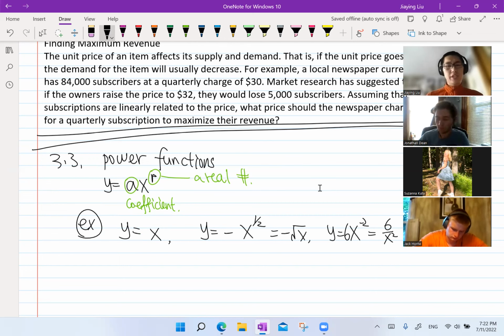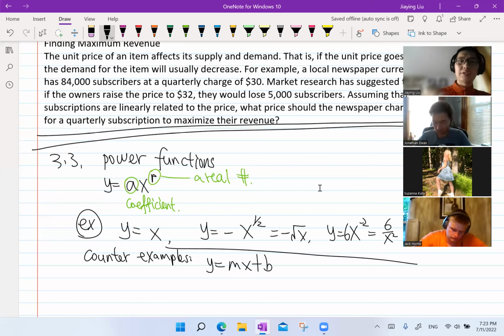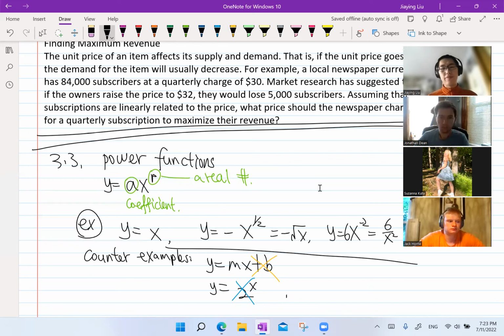Now, which functions are not power functions? So, counterexamples. For example, linear functions are not power functions. Y equals mx plus b is not a power function because we have this plus b part, that's not allowed. Exponential functions, you've probably seen them before, y equals 2 to the x, that's not okay. Maybe sine, cosine, trig functions, right? So there are a lot of examples that are not power functions. Quadratic functions are not power functions, unless we just keep the x squared term. If we have more than one term, then it's not a power function.